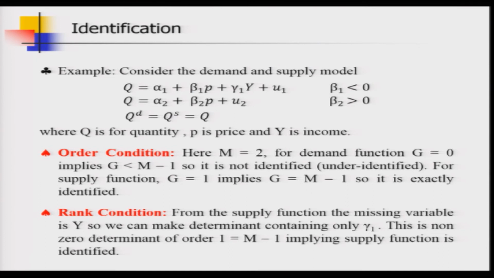Okay. Now, we look at the rank condition. From the supply function, what do we learn? So, there is a missing variable y in the supply function. So, we can make a determinant containing only the gamma coefficient. So, this is the non-zero determinant of order m minus 1, that implies that the supply function is identified. So, even if you forget this complex rank condition and order conditions, if you still recollect that shifter story that I spoke about, you can easily identify here from this model that it is basically the supply function which is identified and the demand function is not.